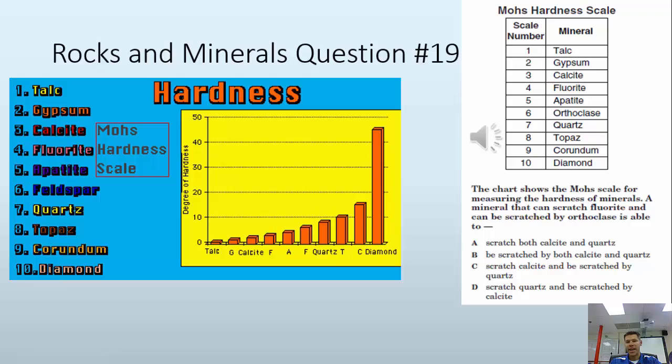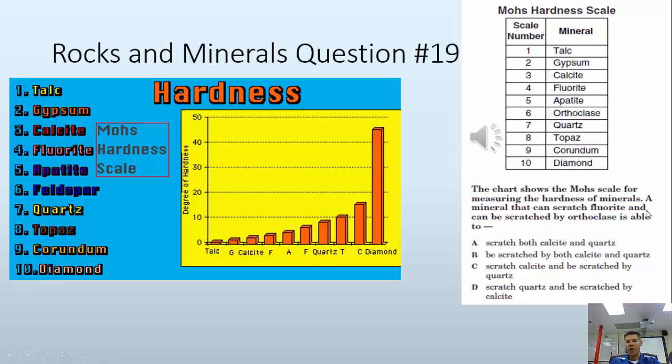Alright, so orthoclase is a 6. Right here, there's orthoclase. What can be scratched by orthoclase? Well, all the ones above it. 1, 2, 3, 4, and 5. So, if you look at this one more time, a mineral that can scratch fluorite has got to be one of these down here, but be scratched by orthoclase, which has got to be one of the ones up here. There's only one that's a possibility. 5, apatite.